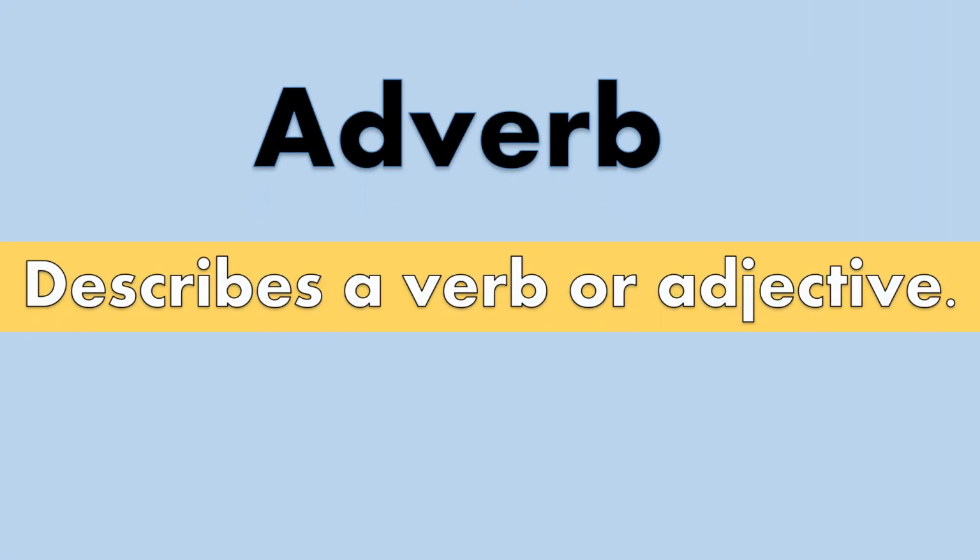Number 5. Adverb. An adverb describes a verb or adjective in a sentence. For example, the sun shines brightly. Here, brightly describes the verb shines.